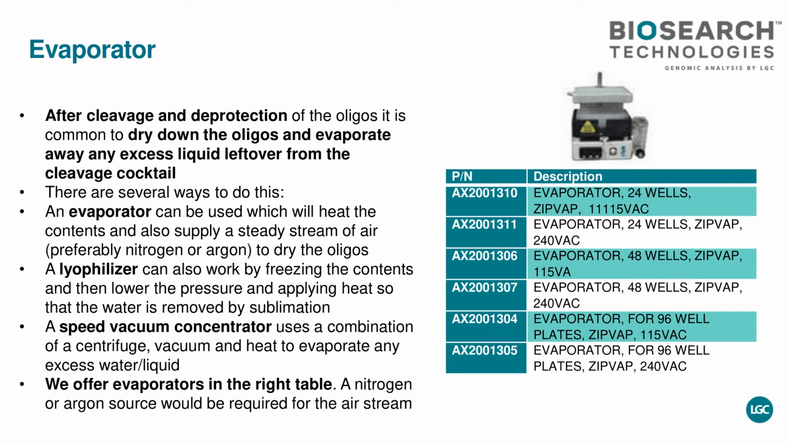As post-synthesis, as I explained before, after the cleavage and deprotection, it's common to dry down the oligo and evaporate the excess liquid. This is very important, and this is common to do. There are different possibilities to do it. You can use an evaporator, a lyophilizer, or a speed vac concentrator. We offer an evaporator, and you can see which one we have on the right table. You see there are a lot of lines, but this is also linked to the voltage. There is the 220 volt or the 115 volt according to the country you are in. We can assist you with that.